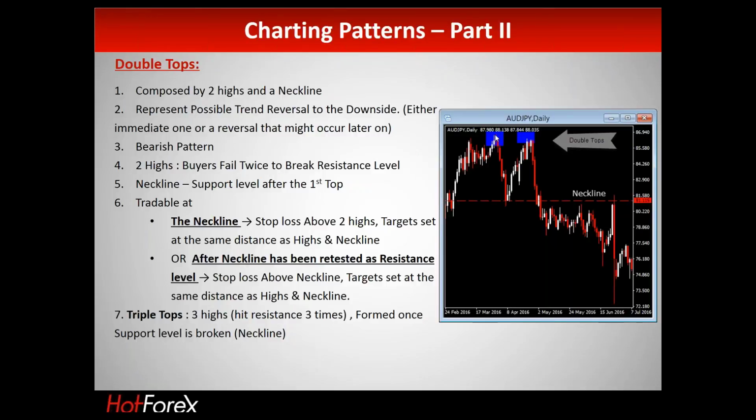So we had an initial top over here. We saw a support level over here, and then it tried to hit again. Buyers tried to push the price upwards again. They didn't manage to break that resistance level, so they went down again. So we're observing here a double, two highs.